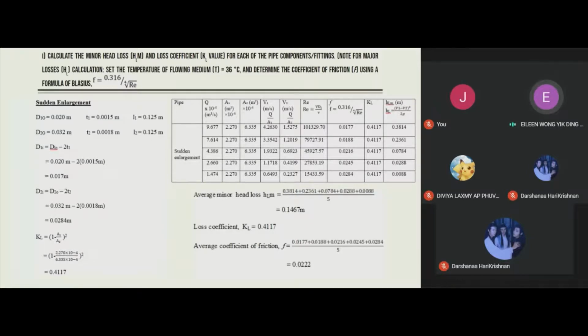So for all the calculations, we can get the average minor head loss equal to 0.1467 meter. And the loss coefficient is equal to 0.4117. And the average friction coefficient is equal to 0.0222. Next.